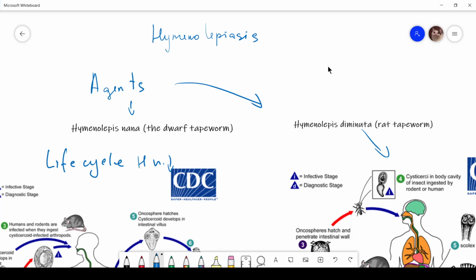There are Hymenolepis nana, or dwarf tapeworm, and Hymenolepis diminuta. It is a rat tapeworm. Hymenolepis nana in adult is from 15 to 40 millimeters in length, and Hymenolepis diminuta is larger, and the adult form has from 20 to 60 centimeters in length.